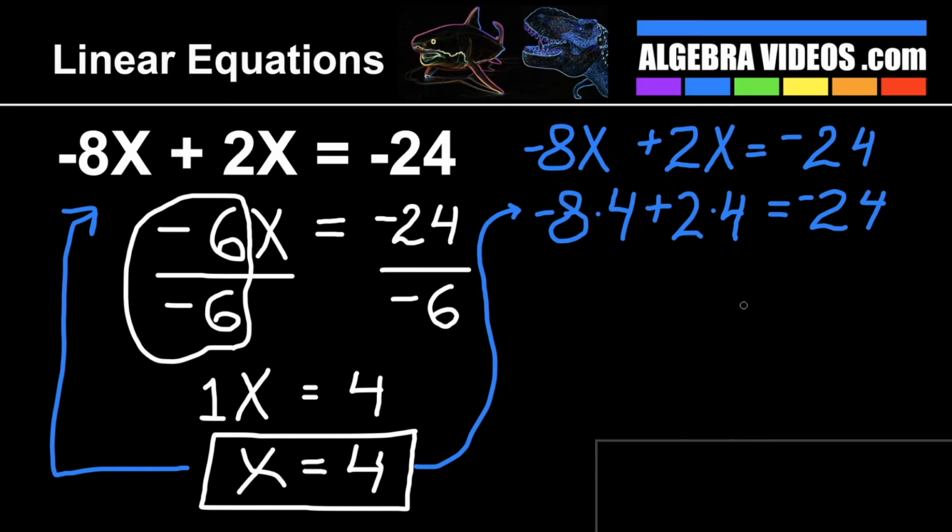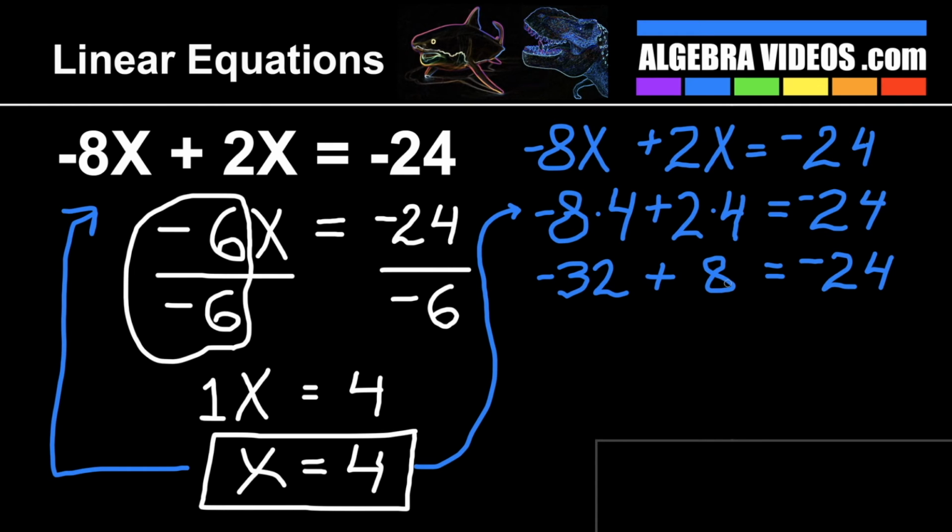So we just continue to simplify. On the left side again, negative 8 times 4. What's negative 8 times 4? Well, that's a negative 32. Okay. Plus 2 times 4. 2 times 4 is 8. So we write in a little 8. And that's equal to, nothing changed on the right side. It's still just negative 24 over there.